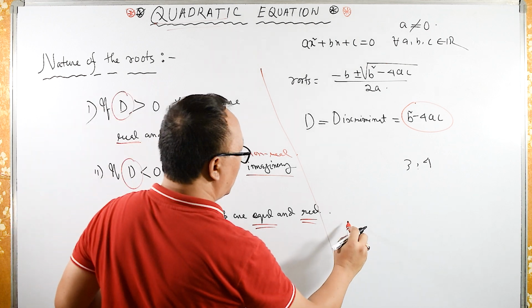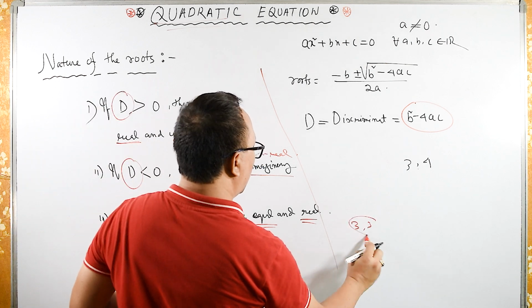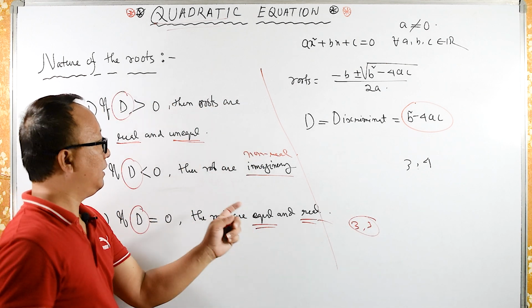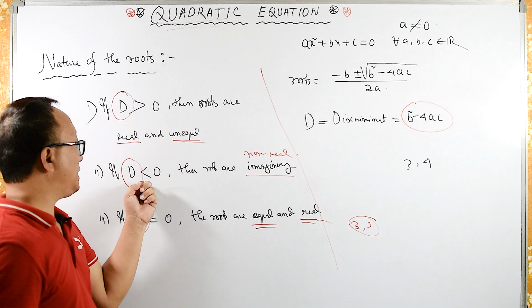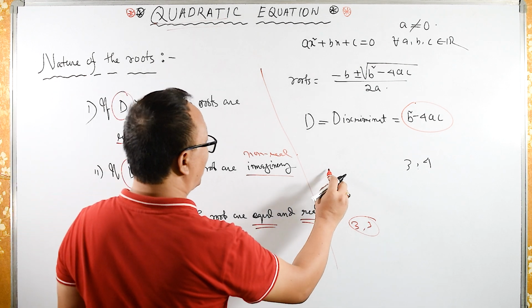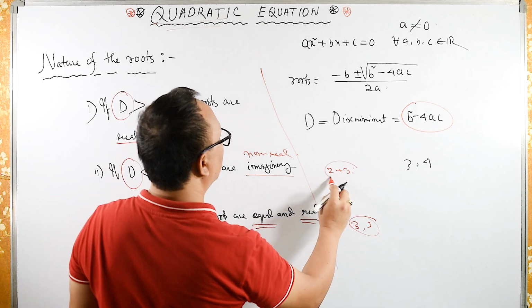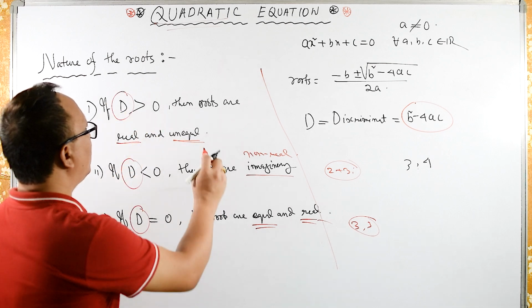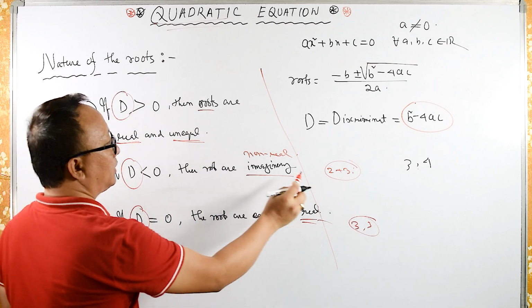Equal and real means what? For example, 3, 3 are real and equal. And if d is less than 0, imaginary means what? 2 plus 3i. And if d is greater than 0, roots are real and unequal, something like 3, 4.